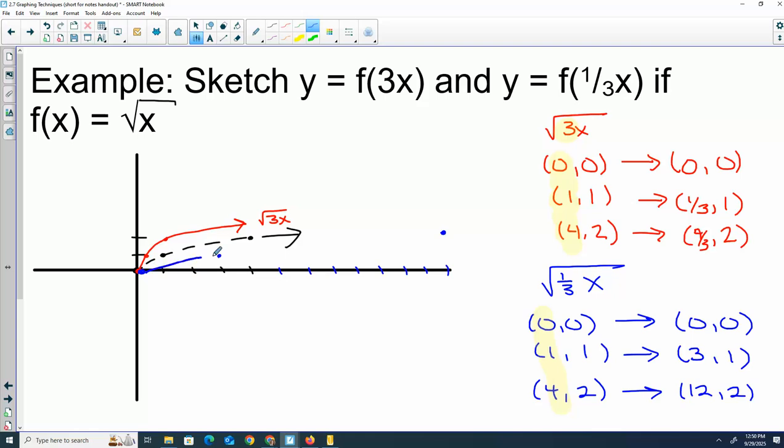And so we see that 1/3 horizontally stretched our graph. We took it, stretched it out, so it's getting flatter as we do that. Okay. Questions so far?